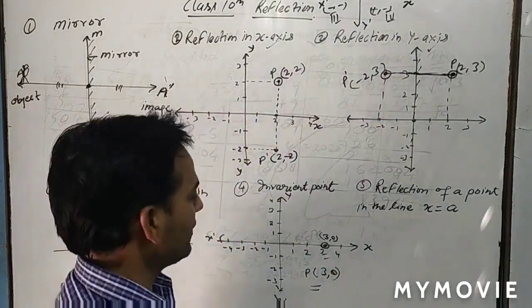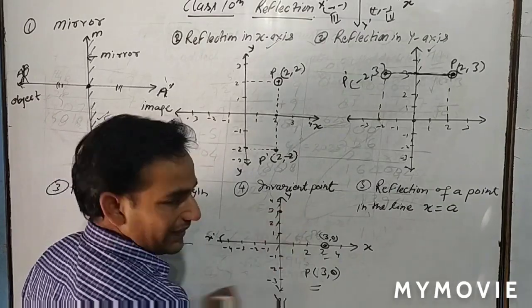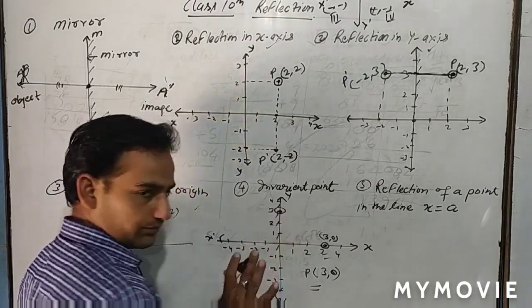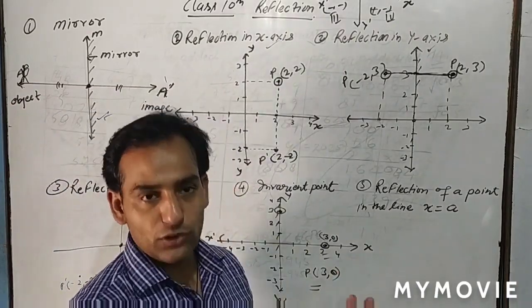So this is nothing very special. If any point is here and we have to get a reflection through the y-axis, the point will remain so. If the point is on the axis, that means on the mirror, there will be no change.